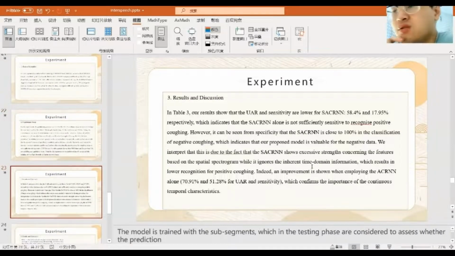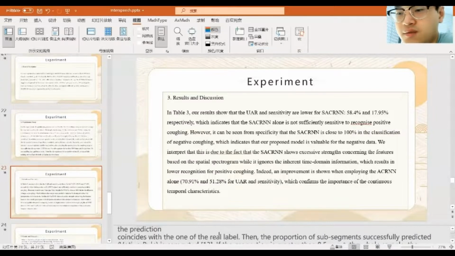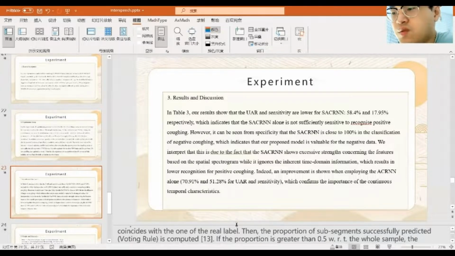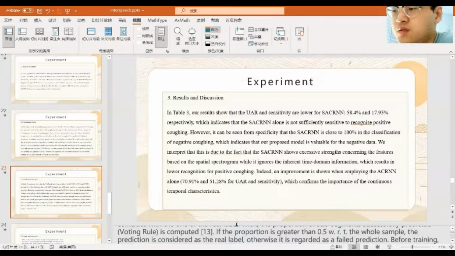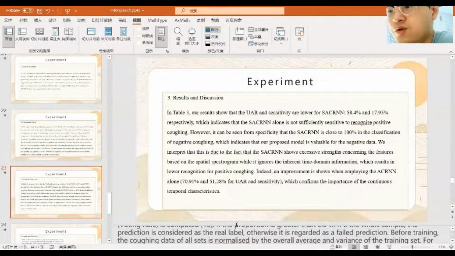Results and discussion are in table 3. Table 3 shows our results. The model is trained with sub-segments, and in the testing phase the sub-segments are considered to assess whether the predictions are correct. A whole sample is considered correctly classified if the proportion of successfully predicted sub-segments is above 0.1; then the prediction is considered the real label, otherwise it is regarded as a failed classification.